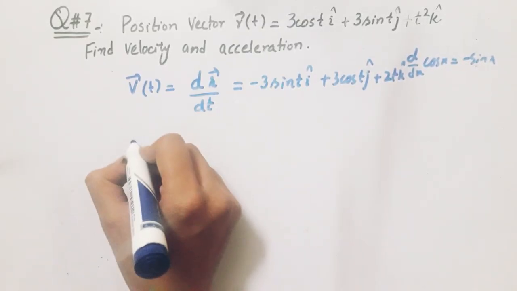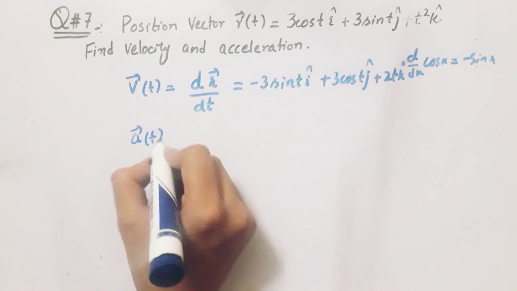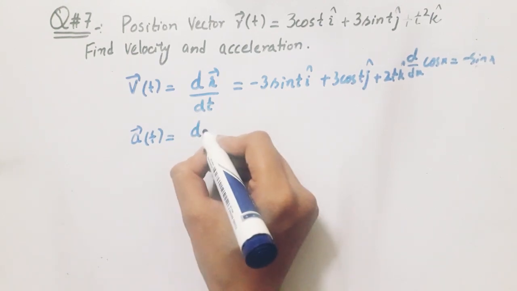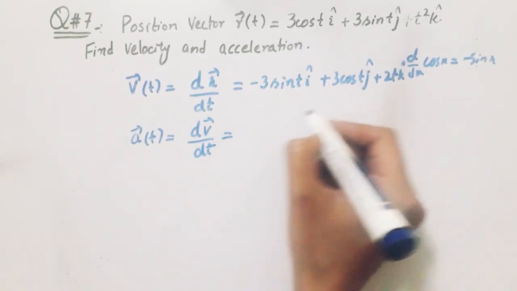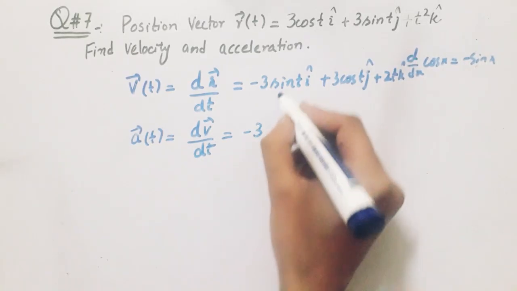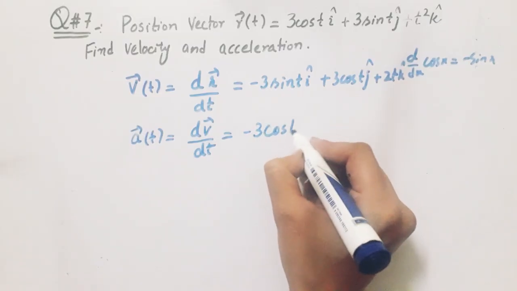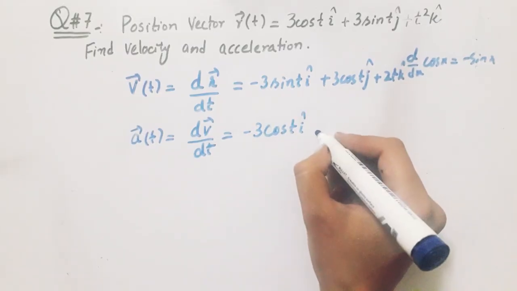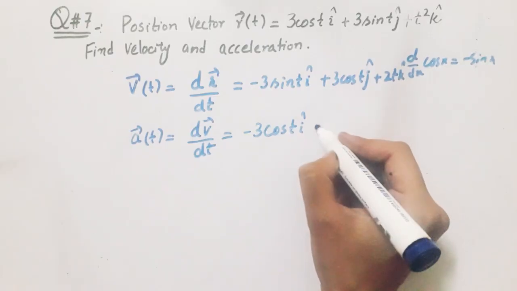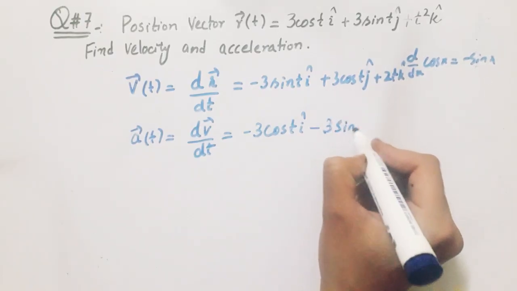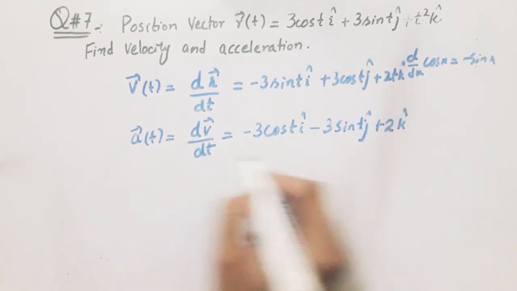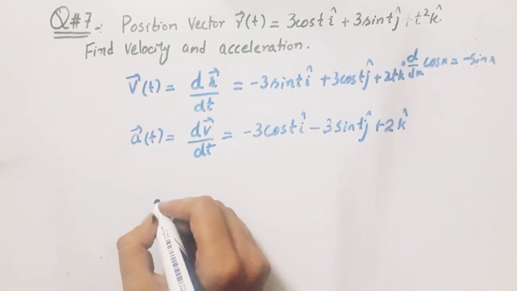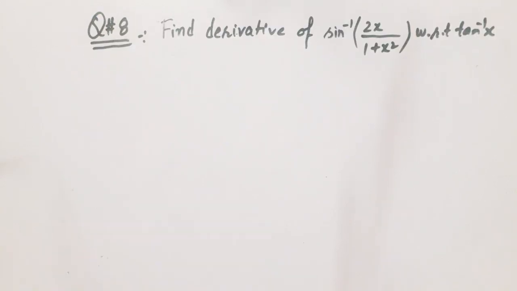Now you have to find the acceleration. So acceleration is equal to when you differentiate velocity with respect to time. So dv by dt. Differentiate again this function, you will get minus 3 cos t i and then minus 3 sin t j and plus 2k. So this is the solution of this question. Now we will solve question number 8.